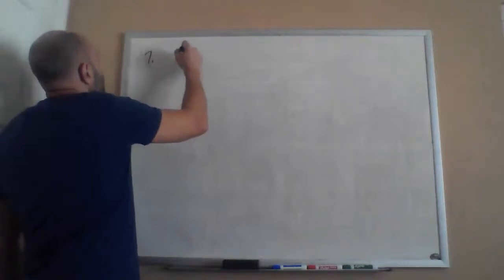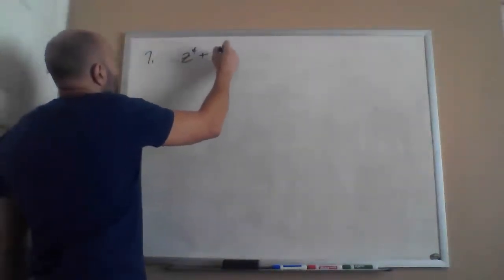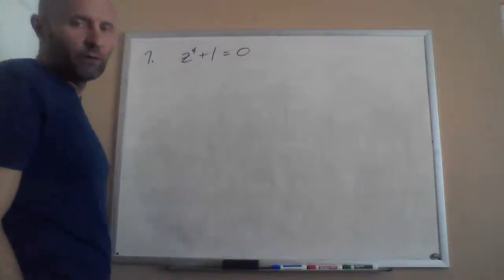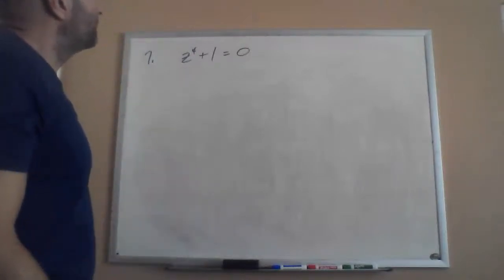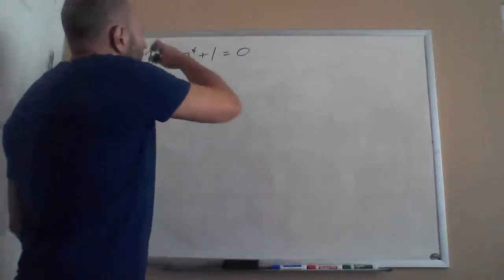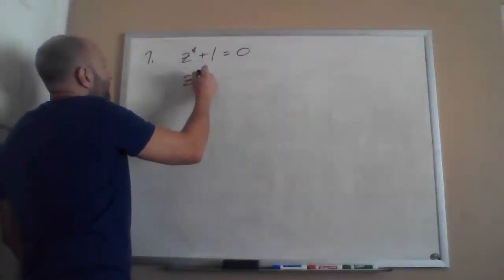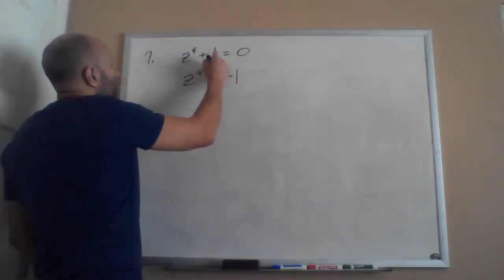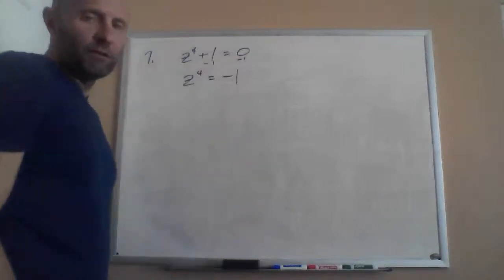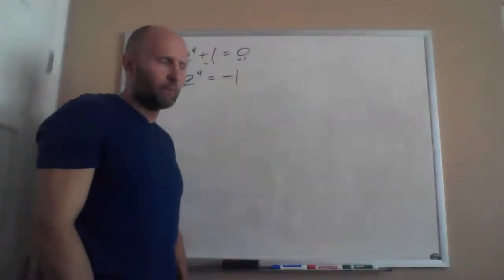So let me get the exact wording here for you guys. It says solve the equation Z to the 4th plus 1 is equal to 0. So this means what? If I move the 1 over, subtract 1 from both sides, Z to the 4th is equal to -1.